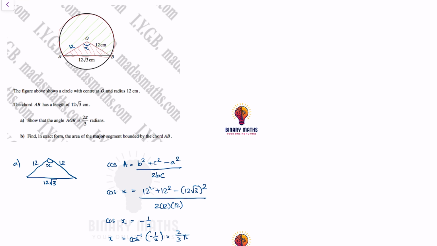Okay, so let's work out first the area of the triangle. So part B, area of triangle, formula is half AB sine C, which is half times 12 times 12 times sine of x, which we just worked out, which is 2 pi over 3, however you want to write it. If you put this into the calculator, you get 36 root 3.